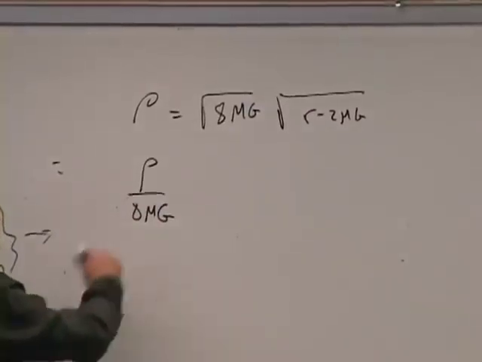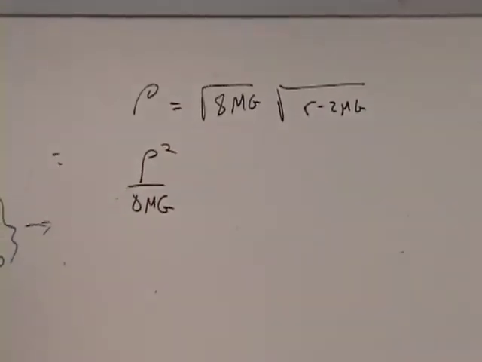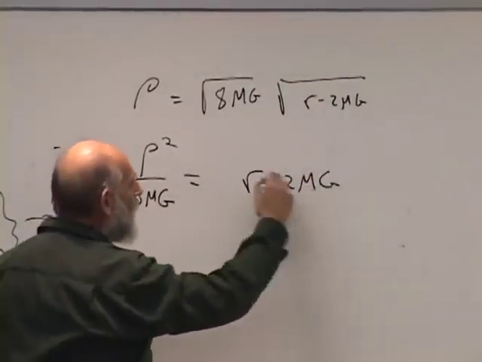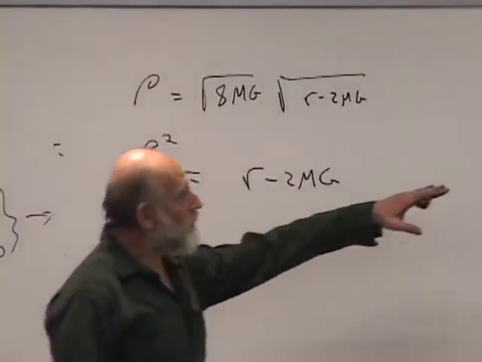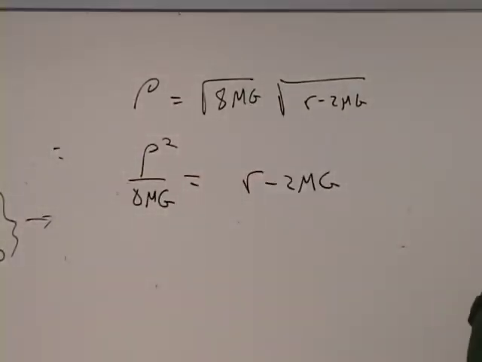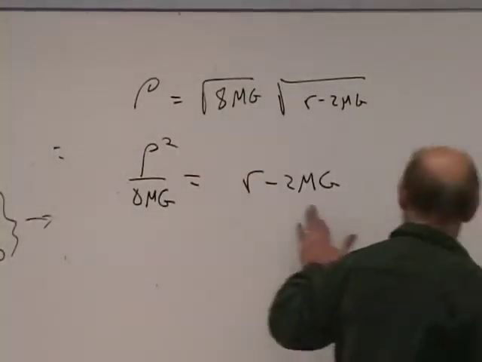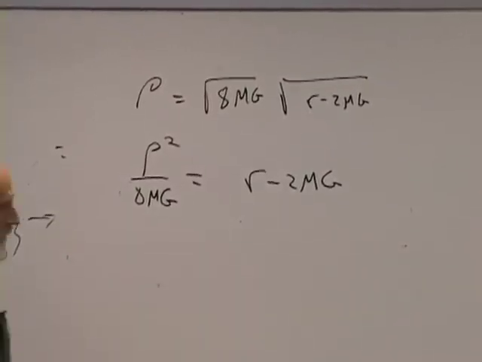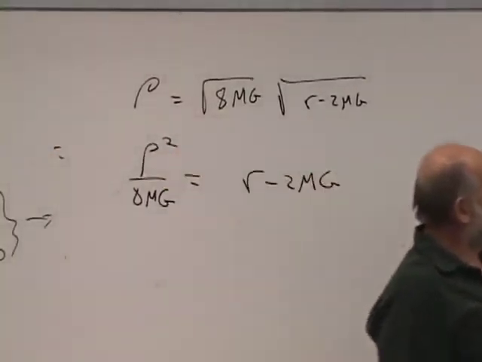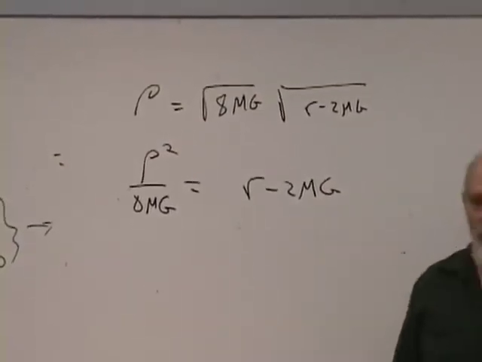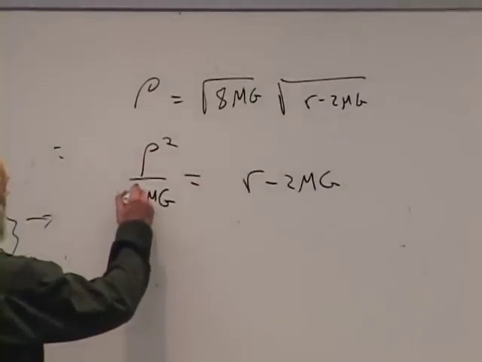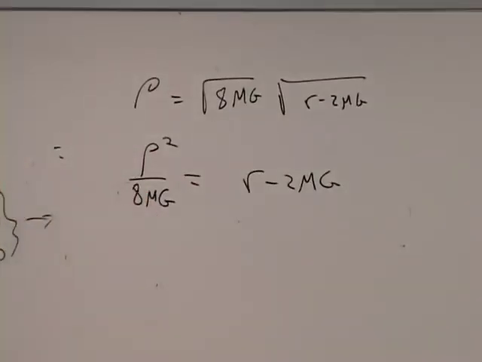Rho squared divided by 8mg is equal to r minus 2mg. Well, that's convenient because we have r minus 2mg all over the place in this metric here. So it's convenient that we know what r minus 2mg is. Let's now rewrite the metric. First of all, there's this term. I realize that this is a tedious thing to sit through. You don't need to sit through it. You can do it yourself, but let's do it together.